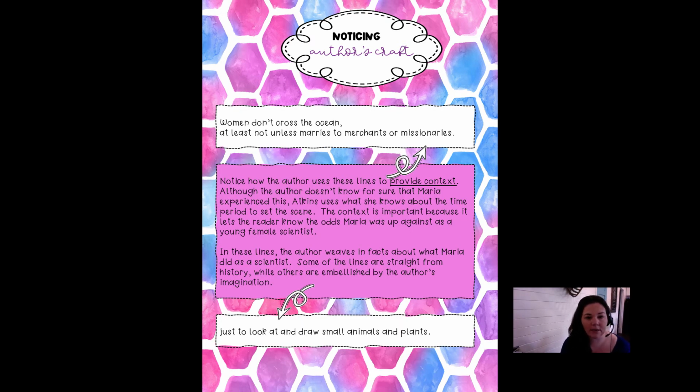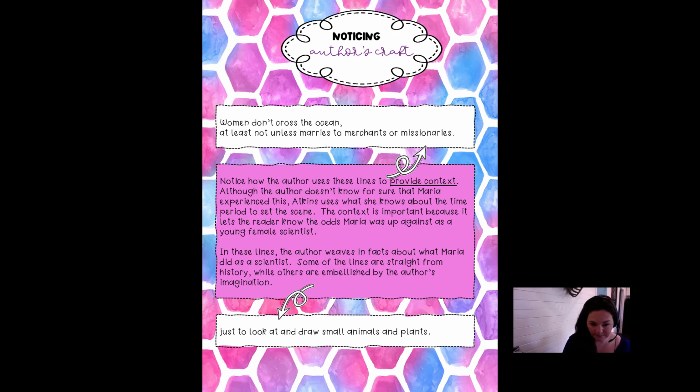And there are a few things I want you to notice about author's craft in this text. If you look at lines like "women don't cross the ocean, at least not unless married to merchants or missionaries," they're providing context for the world that this scientist grew up in. And although the author doesn't know for sure that Maria experienced this, Atkins uses what she knows about the time period to set the scene. And the context is very important here because it lets the reader know the odds Maria was up against as a young female scientist in the 1800s.